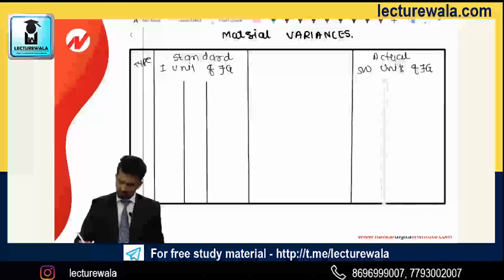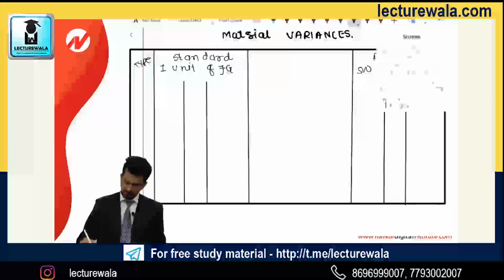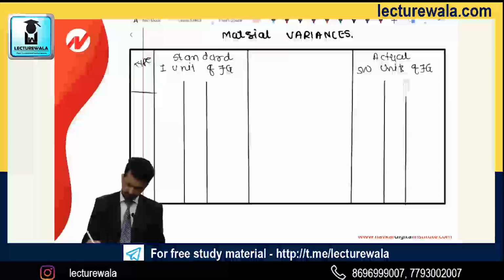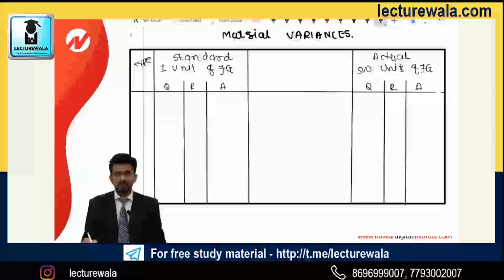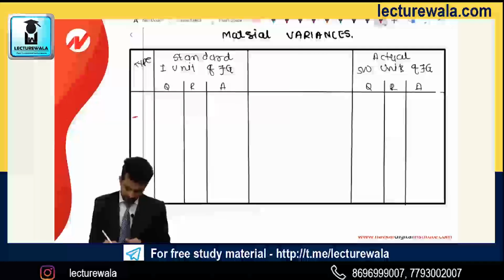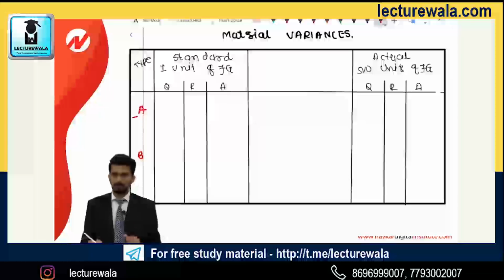So we have got quantity, rate, amount, and quantity, rate, amount. Now let me give you data, right? Say for example, our company is using 2 kinds of material, A and material B, for producing this finished product.